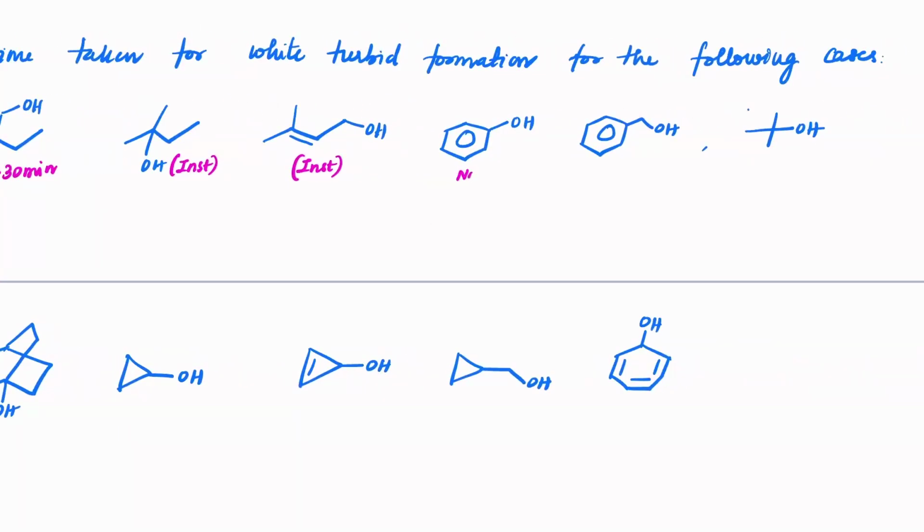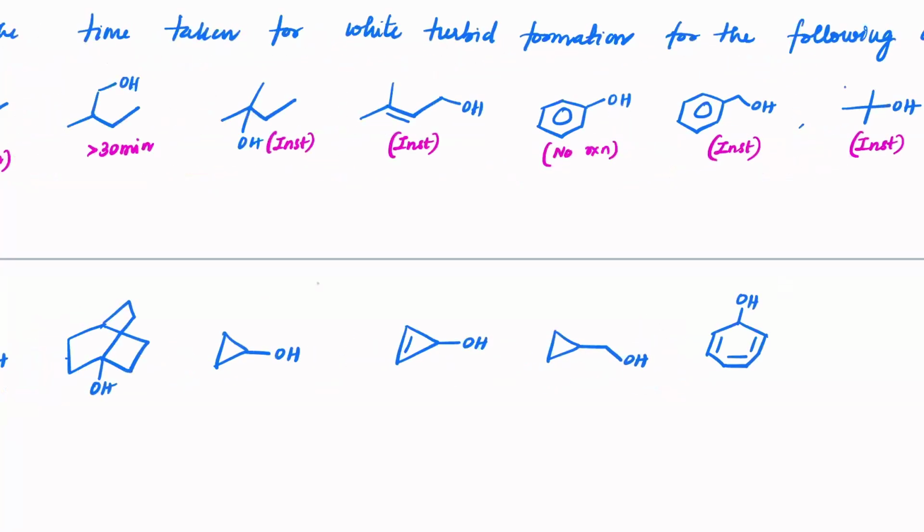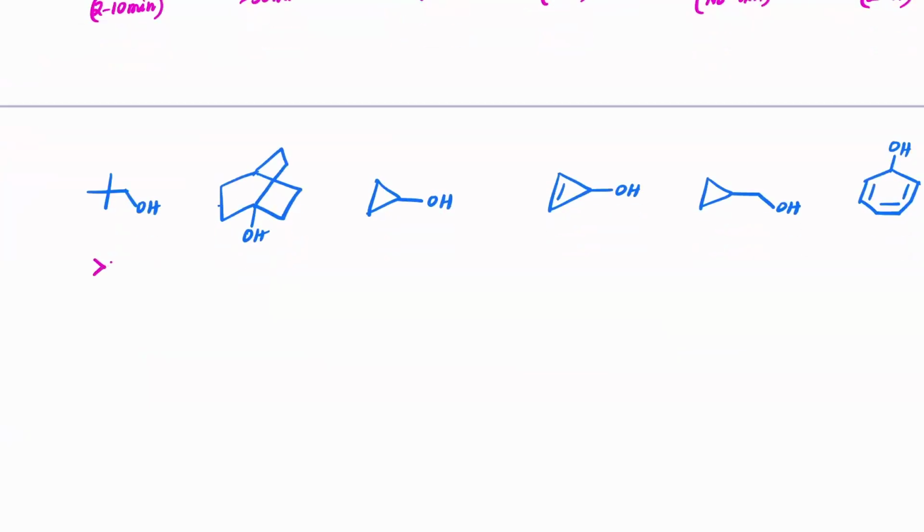This is no reaction because phenol is present. You cannot dehydrate this because of the double bond character developed due to resonance. Here, this will be instantaneous because a stable benzyl carbocation. This is also instantaneous, stable 3-degree carbocation. This will take greater than 30 minutes. This will be no reaction again. At this position, formation of carbocation is not observed.